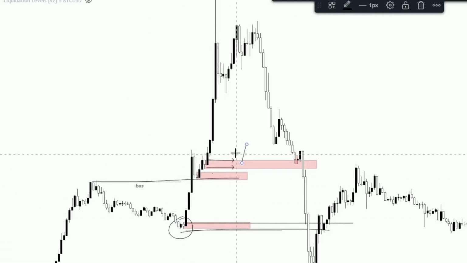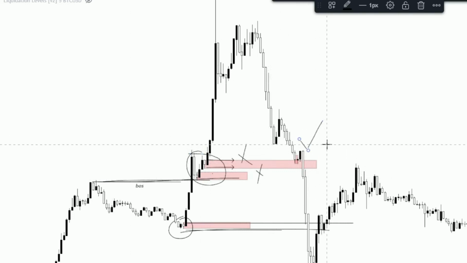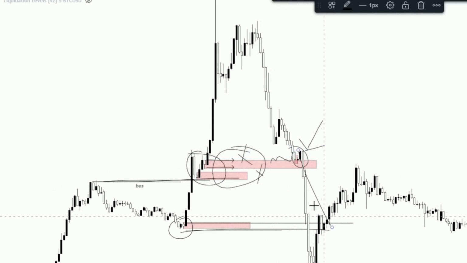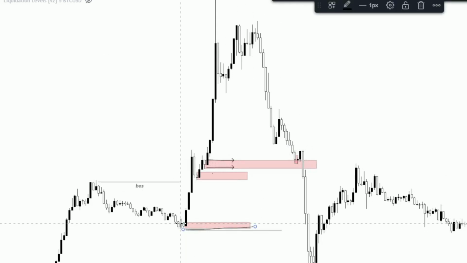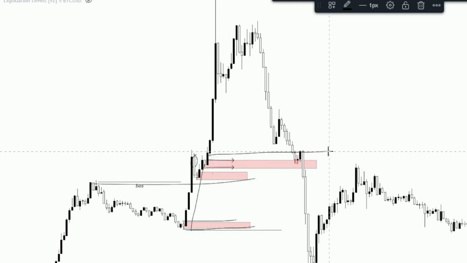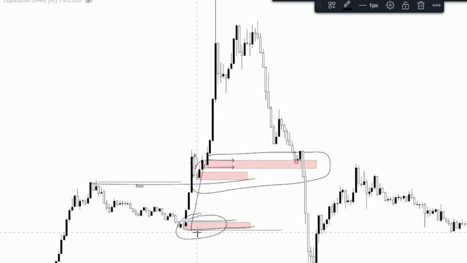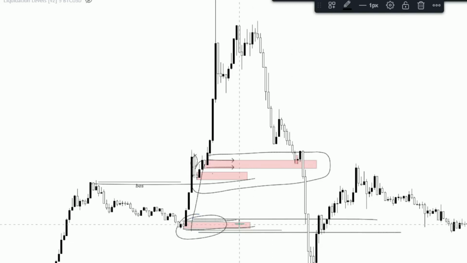This is not a valid demand zone because these are not the SNDs, the unmitigated candles that caused the break of structure. That's why institutions or big banks are not involved in these. They are simply involved just to trap you more and destroy your trade setups. For me, the SND is only that unmitigated candle that caused a break of structure. That's why these two are not SNDs for me, and this is basically a demand zone for me, and I will be looking for potential buys from this demand zone.